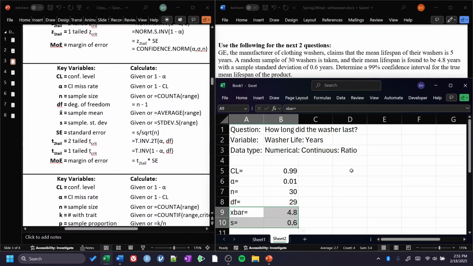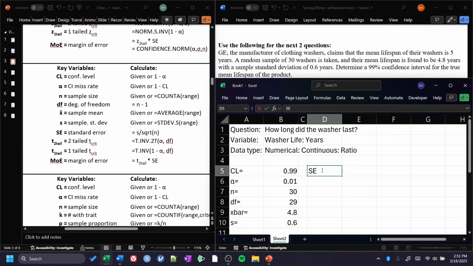And then we want the standard error. So let me kind of minimize that. Let's go standard error is equal to, if we look at S, the sample standard deviation divided by the square root of n. Easy. Sample standard deviation divided by the square root of n, and we'll hit enter, and we got my standard error.